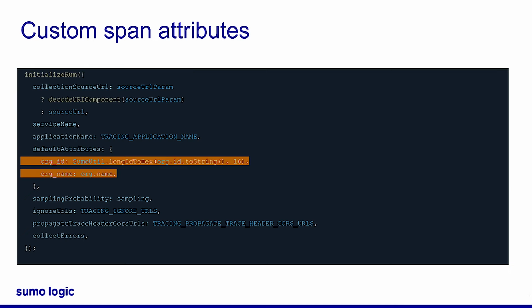So this code snippet shows you exactly how to do this. This initializeRUM function comes from our RUM SDK, and it installs a lot of automatic instrumentations that we just talked about, but it also allows a certain degree of customizations. For example, we can specify these default attributes as we are doing in this case.